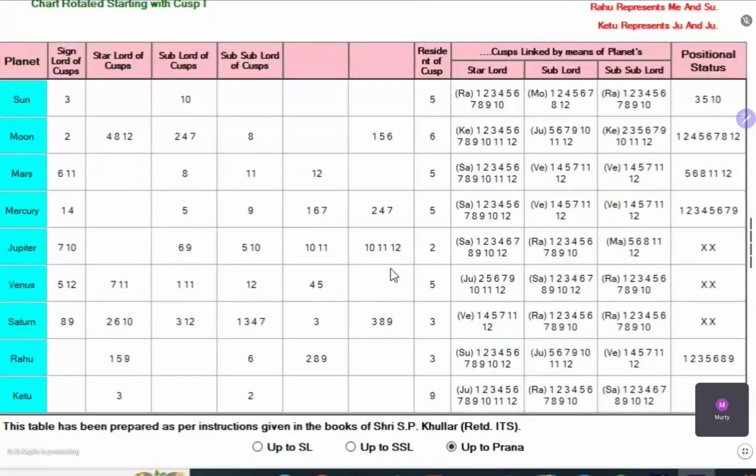It is given in the last 3 lines: The analysis of charts of various units is limited to sub level, but for fixing the position of cusp for promise, the use of Sukshma Lord and Prana Lords have also been accepted. This is given by Khular ji. Page 371, last paragraph.